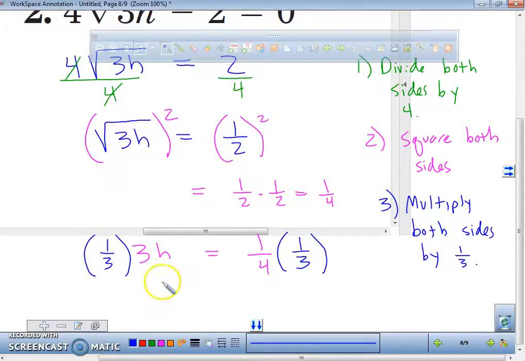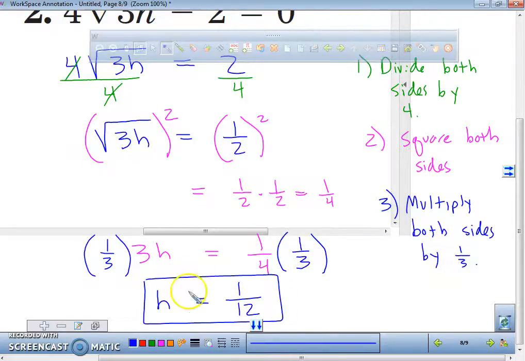Well, what is a third of 3? A third of 3 is 1. And what is 1/4 times 1/3? Top times top is 1. Denominator times denominator is 12. You get the exact same answer. I realize some of you will gravitate towards the first process because you don't have to worry about multiplying both sides by the inverse. Some of you may be okay with this process too.